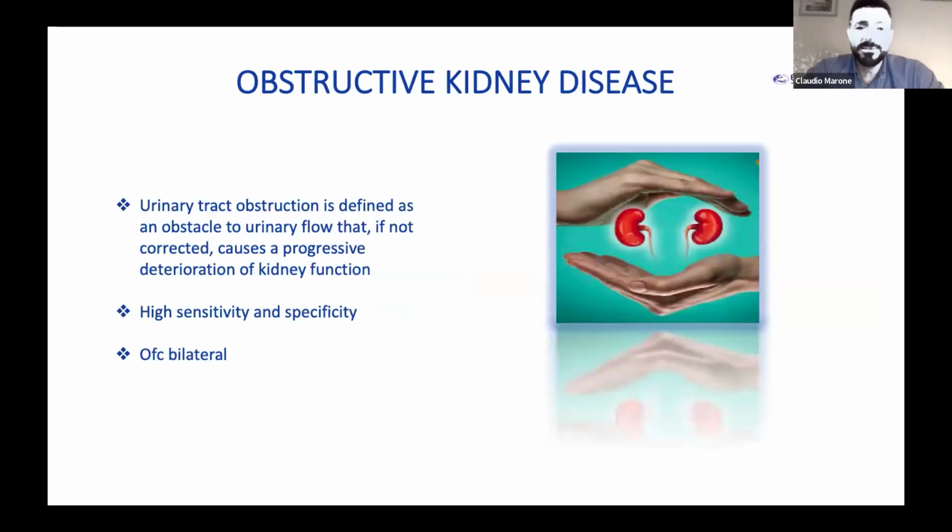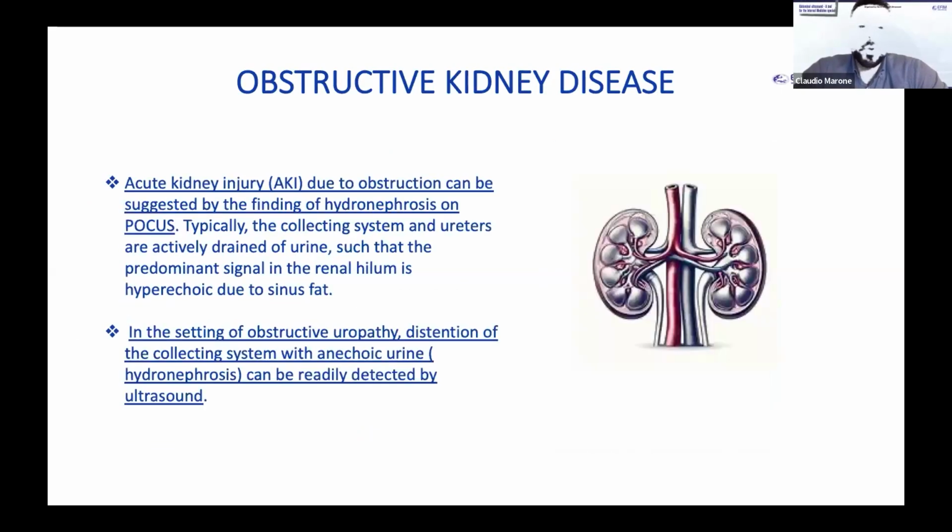I mean, one of the most frequent things that we are going to see in our department is the obstructive disease. That is, a urinary tract obstruction is an obstacle to the urine flow that, if not corrected, and of course if it's bilateral, can cause a progressive deterioration of the kidney function. And about this, the focus is really sensitive and has a lot of specificity. But we are going to look for the hydronephrosis.